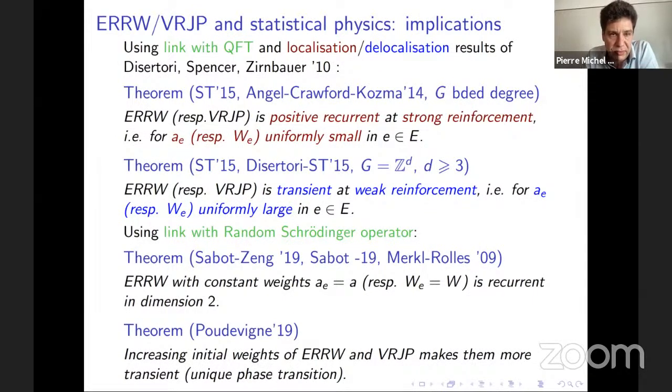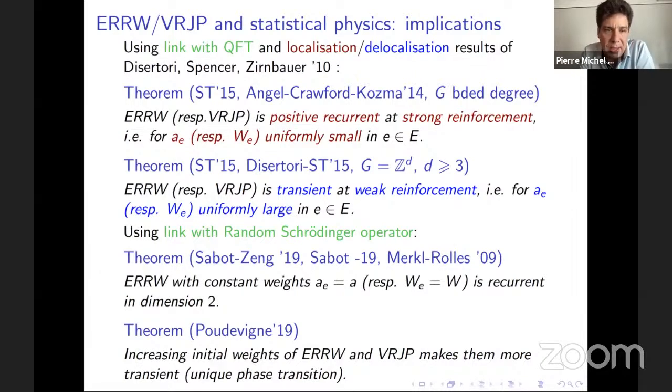We could translate those results, with Christophe, into saying that the edge reinforced random walk and the VRJP are positive recurrent at strong reinforcement. This is the localization result. For the delocalization result, we had to work a bit more, so we wrote a paper with Margherita Disertori. For the VRJP, the transient phase was simply a consequence of the paper of Disertori, Spencer and Zirnbauer.